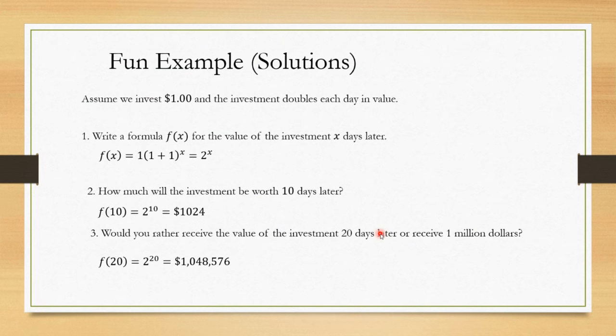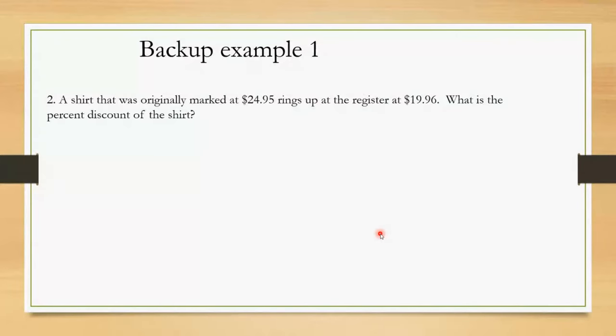Okay, I thought that was a fun one to do. Now, let's do some backup examples. So here's the first one. We had a shirt, and it was marked at $24.95. But at the register, I guess it's on sale, and they forgot to tell us. At the register, it's $19.96. What's the percent discount of the shirt?